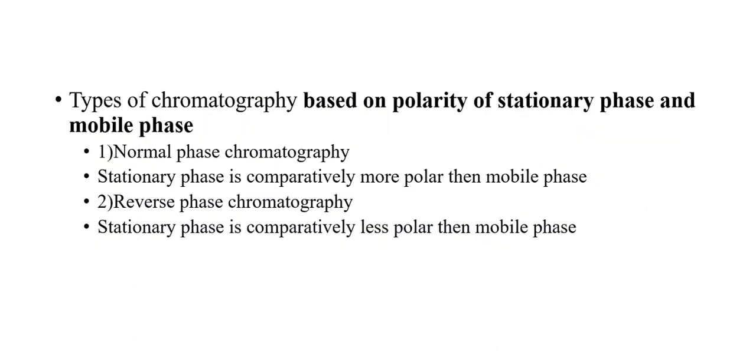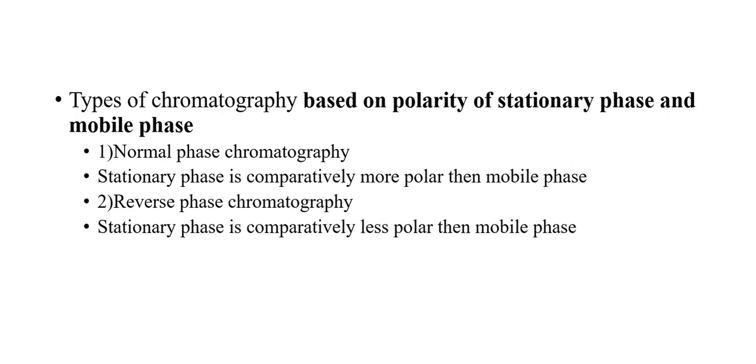Types of chromatography based on the polarity of the stationary phase and the mobile phase. There are two types: normal phase chromatography and reverse phase chromatography. In normal phase, the stationary phase is comparatively more polar than the mobile phase. In reverse phase, the reverse of normal phase chromatography is seen. That is, the stationary phase is comparatively less polar than the mobile phase.